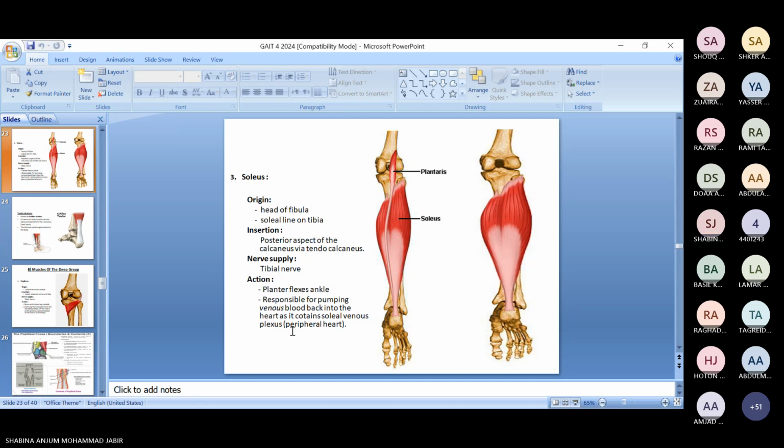You understood? Even sometimes when a person is too tired, they will massage over the calf region and they feel better. Why? Because it has the venous plexus in which sometimes the venous blood will be accumulated. So when you do some massage or a little bit of exercise of this muscle, you will feel better.